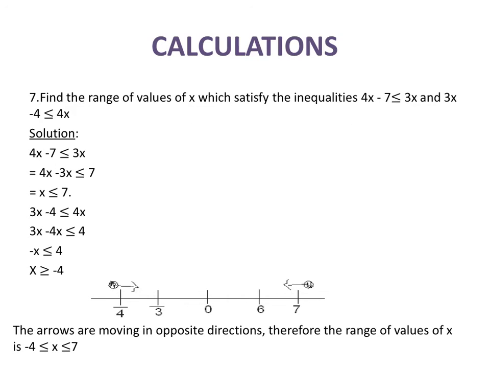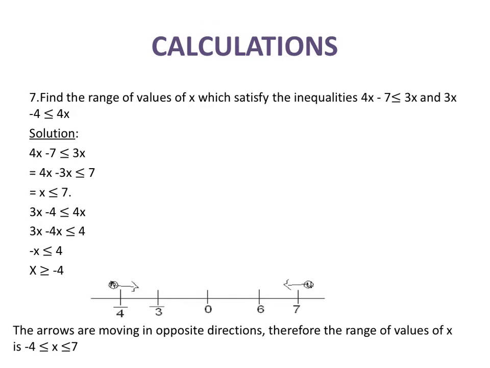7. Find the range of values of x which satisfy the inequalities. 4x minus 7 is less or equal to 3x, and 3x minus 4 is less or equal to 4x. Solution: 4x minus 7 is less or equal to 3x, which shows that 4x minus 3x is less or equal to 7. x is less or equal to 7.